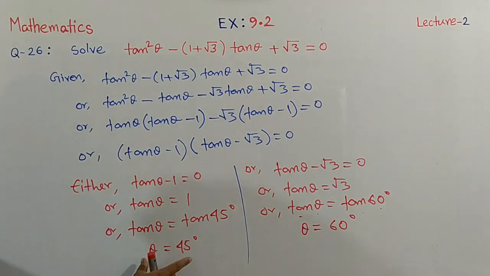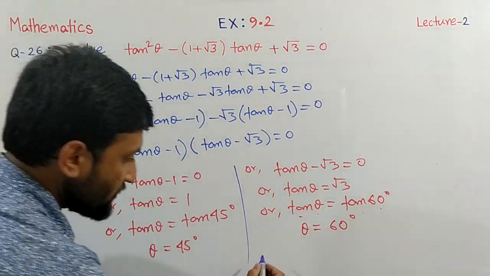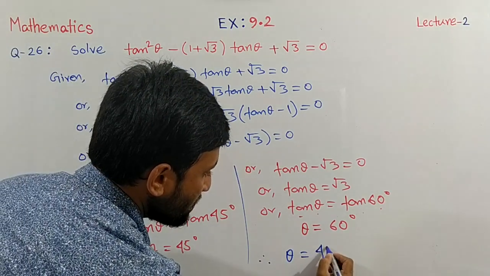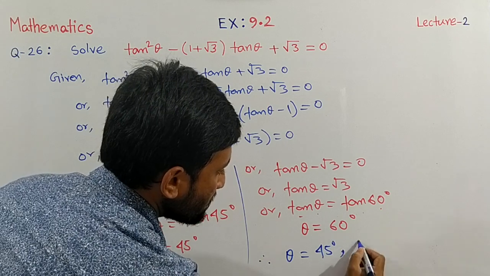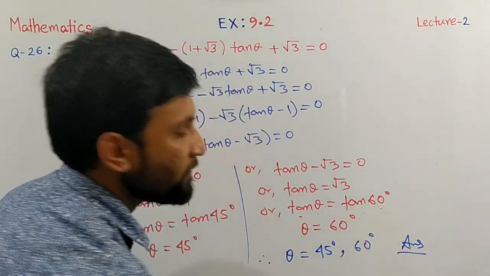So here the solution of theta is 45 degree and 60 degree. This is answer. That means therefore the required solution theta equals to 45 degree and 60 degree. This is answer. I hope everybody clear.